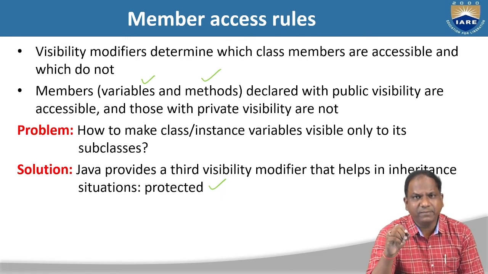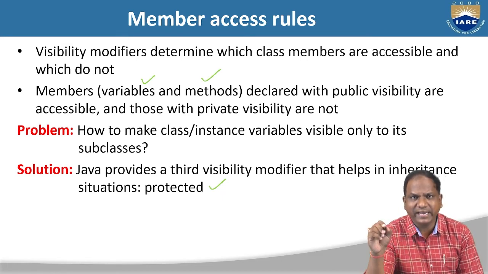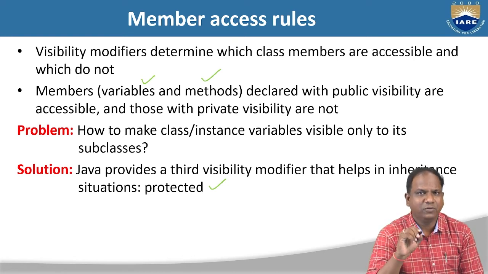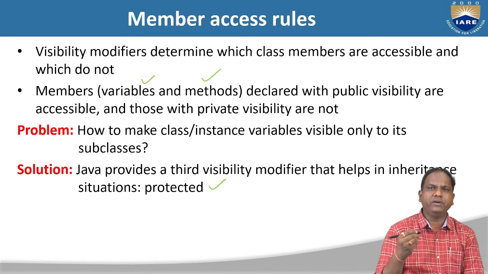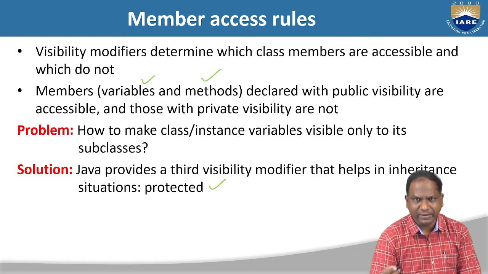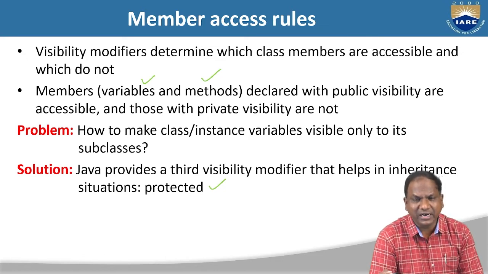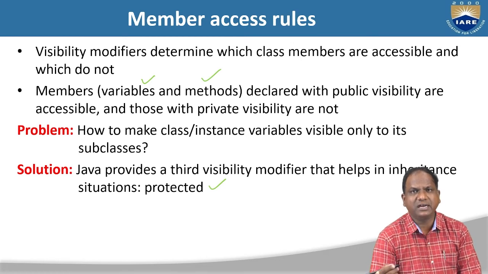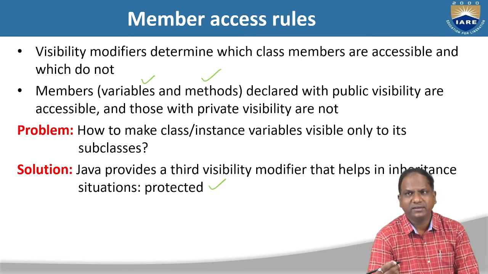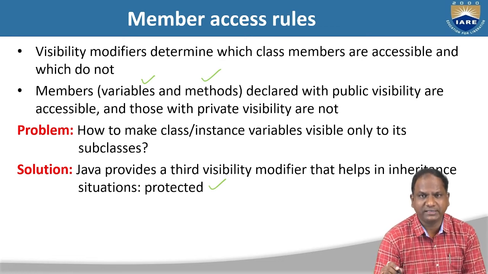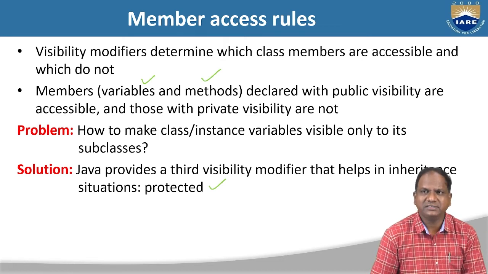When you declare your members as public, anybody can access them. When you declare your members as private, visibility is only within that class. But if you want to make variables or methods visible to subclasses, there is a third access modifier, or specifier, that helps in inheritance in that particular situation: protected. There is a third access modifier.